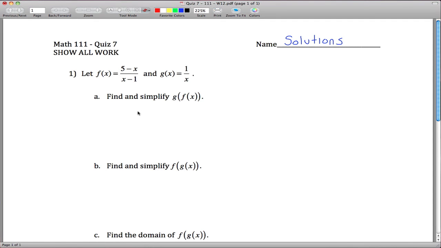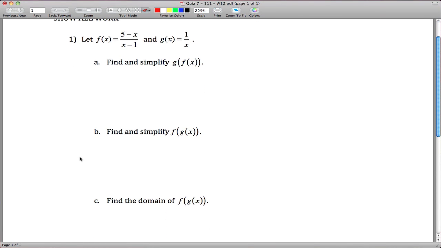Here are solutions for quiz 7 from Math 111. All right, first one: find and simplify g of f of x.